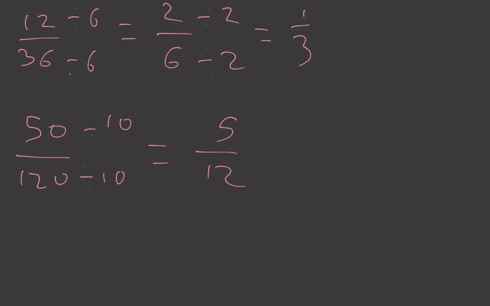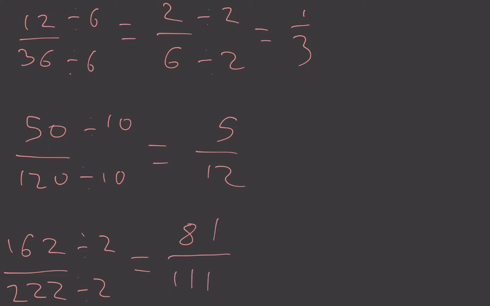Let's have a look at one more example. Let's have a look at 162 divided by 222. So we can see that both of them can be divided by 2's. So we have 81 over 111. Can this be divided down any further? Yes, it can. It can both be divided by 3. So let's do 81 divided by 3, 111 divided by 3.